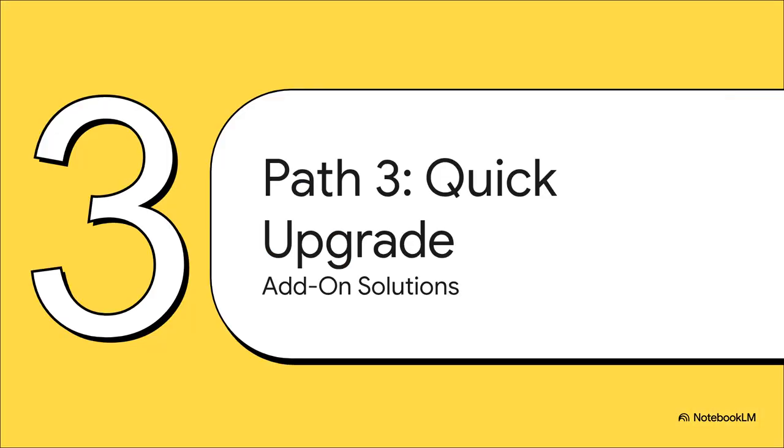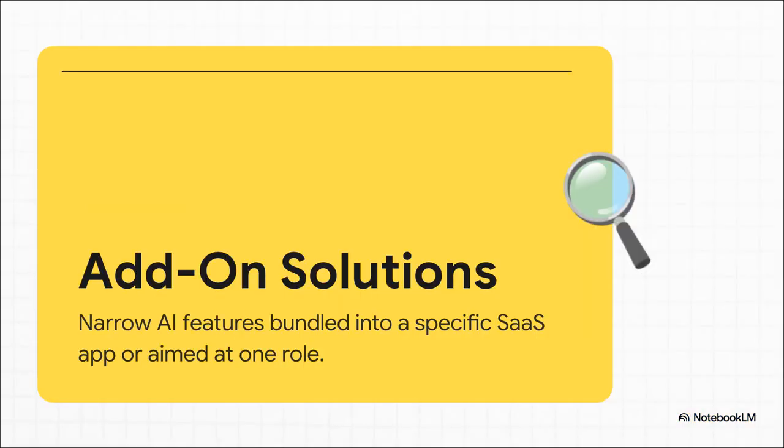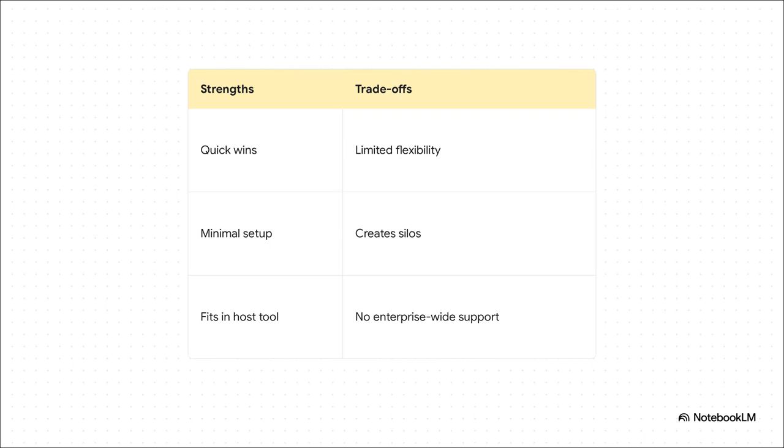And that brings us to our third and final path, the quick upgrade. This is the world of add-on solutions, and as the name implies, it is all about speed and getting an immediate impact. Think of these like pre-built modules that you can just plug directly into the software you're already using. They're designed to solve one very specific problem for one specific type of user, like an AI assistant that helps your sales team draft emails or a chatbot that handles the most common customer service questions. The huge advantage here is the quick win. Seriously, the setup is usually minimal, and you often see the value almost immediately.